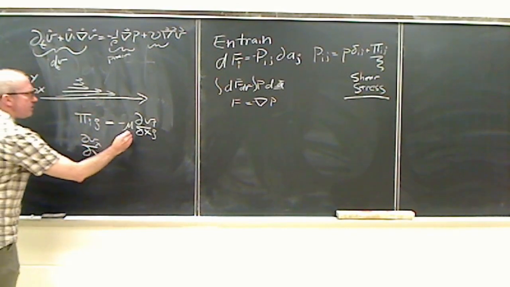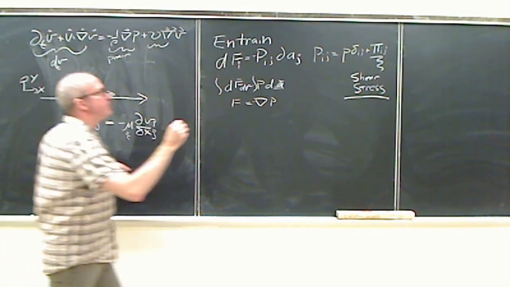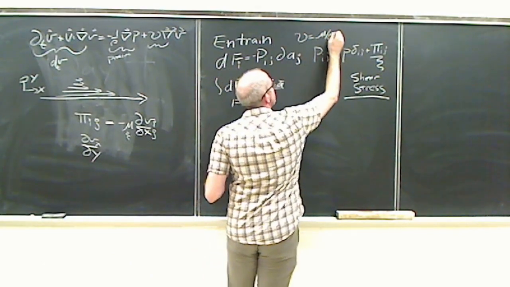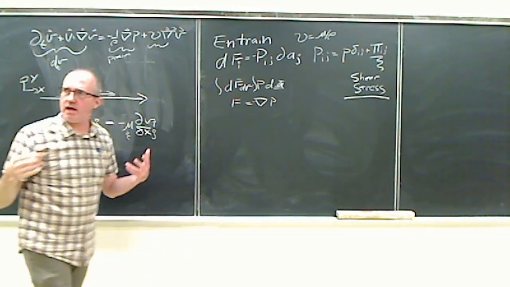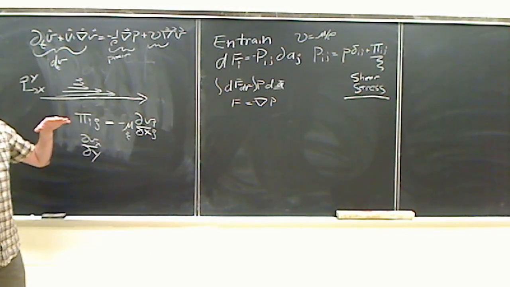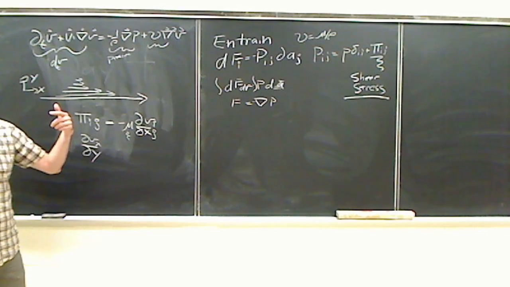So let's talk about this mu. And I'm actually not going to talk about mu, I'm going to talk about nu. So nu equals mu over rho. And mu and nu are both coefficients of viscosity. When I'm talking about momentum, I need mu, and when I'm talking about velocity, I need nu. This will become more clear in a second.